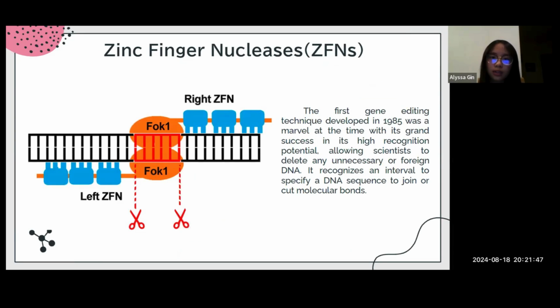So first are the zinc finger nucleases, or ZFNs, and it was the first gene editing technique developed in 1985, and it was a marvel at the time with its grand success and its high recognition potential, allowing scientists to delete any unnecessary or foreign DNA. It works by recognizing an interval or section of DNA to specify a DNA sequence to join or cut molecular bonds. So you can see in the image on the left, there are the scissors, and it's basically just cutting that specific section of the DNA, which is why you have the left and the right sections.